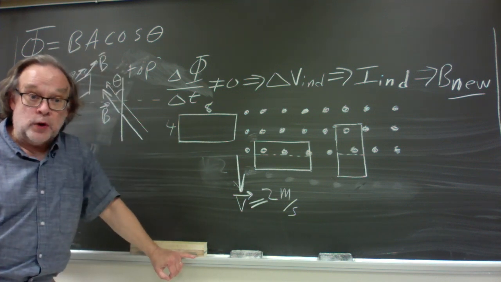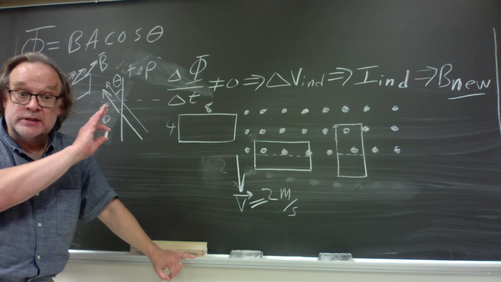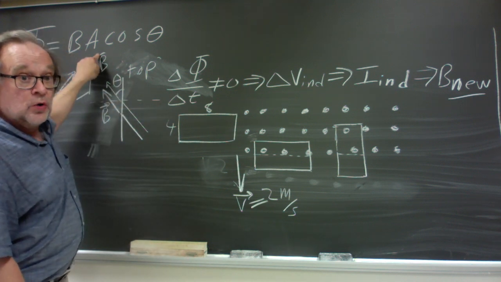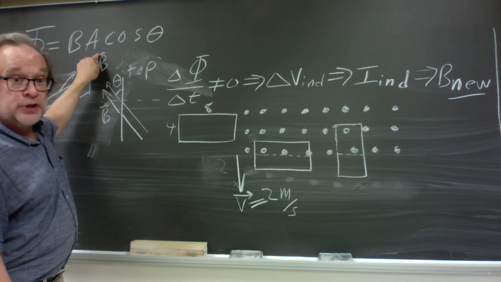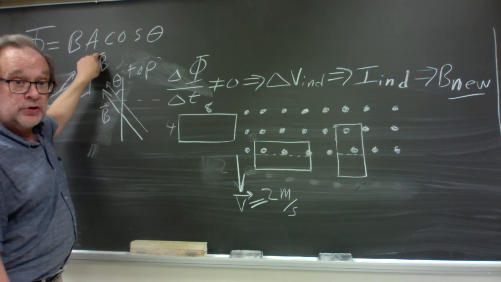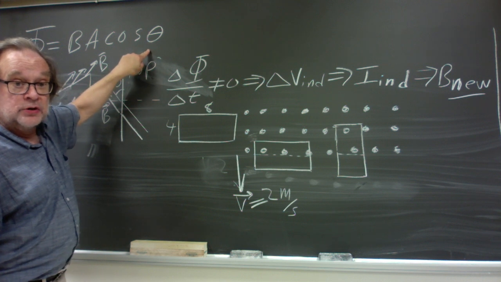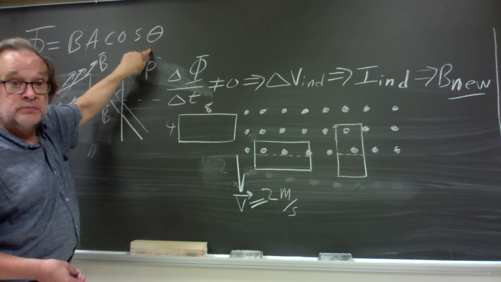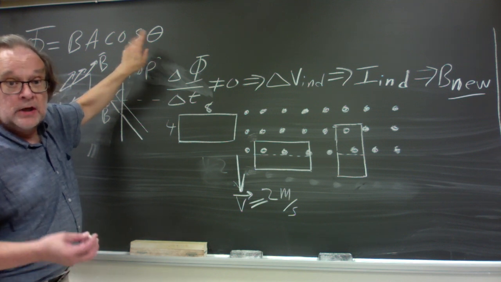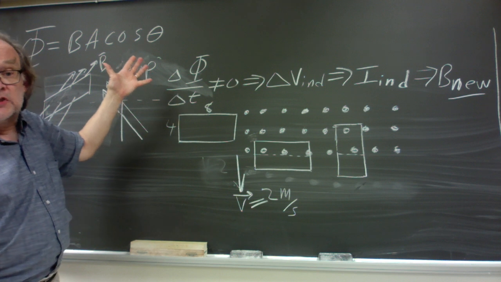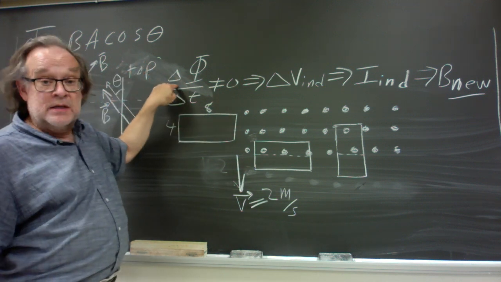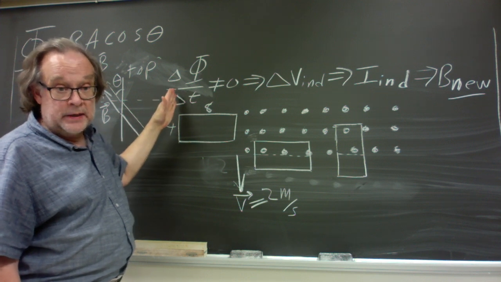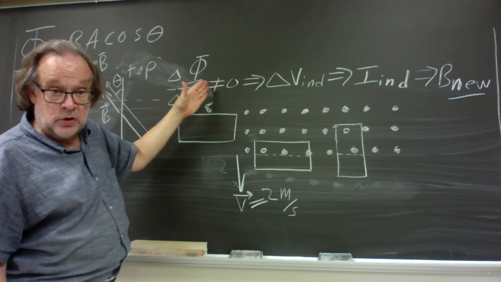So there are three ways this magnetic flux could change. Either the strength of the magnetic field could change, or the area in which there is magnetic field could change, or the orientation of the loop relative to the field could change. In other words, this angle could change. But in any of those situations, you're getting some change in the magnetic flux. So the rate of change of magnetic flux is not zero.